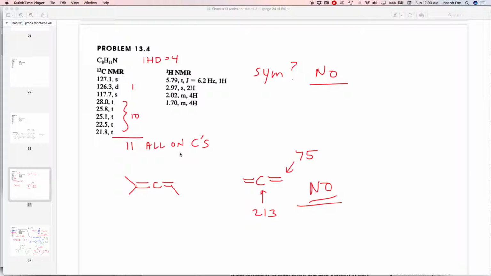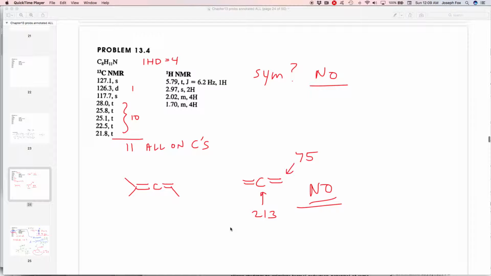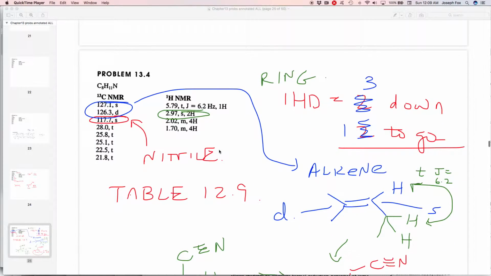Remember we were thinking about alkenes. You might be tempted to think of ways to use all of these carbons, 127, 126, and 117, in an alkene. Really, the only way to do that would be by using an allene type structure, similar to the one shown here. If you look at your tables, this is way off base. For an allene we would expect the central quaternary carbon at 213 ppm. We have nothing close to that in the carbon NMR, so that's not the right solution.